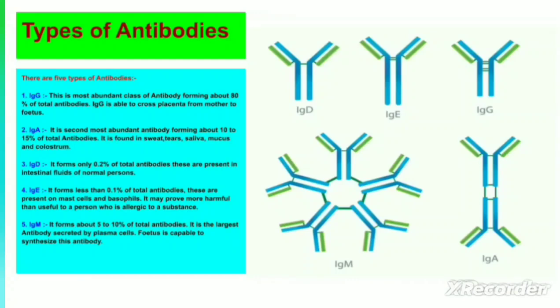Now, the fifth type is IgM. This forms about 5 to 10% of total antibodies. It is the largest antibody secreted by plasma cells. Fetus is capable to synthesize this antibody.